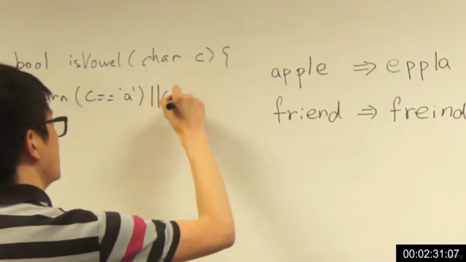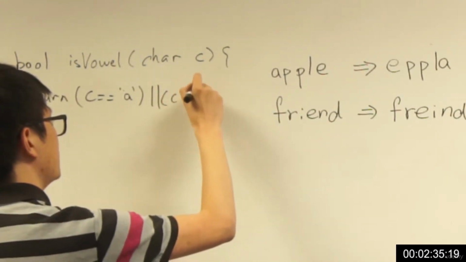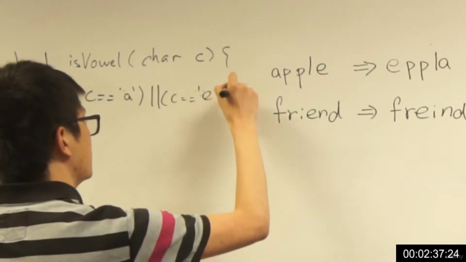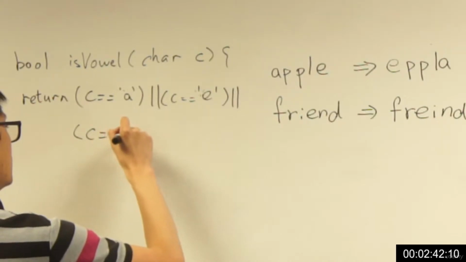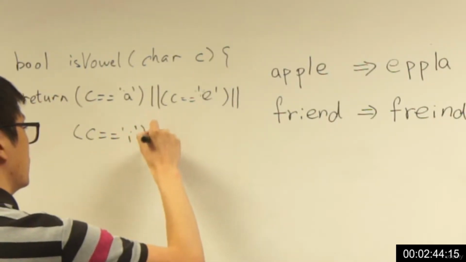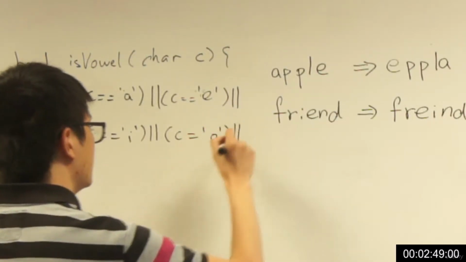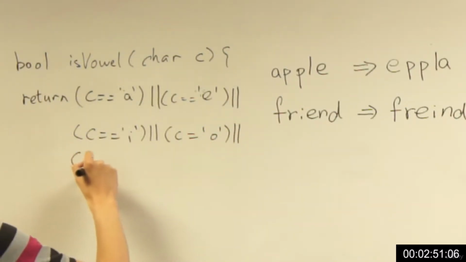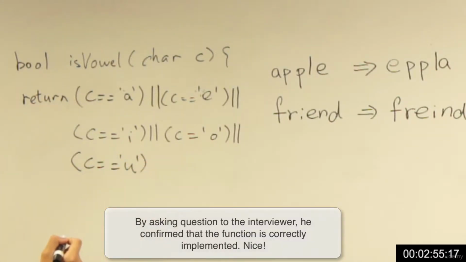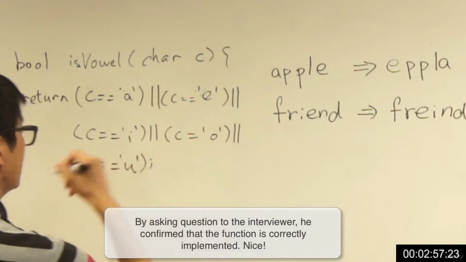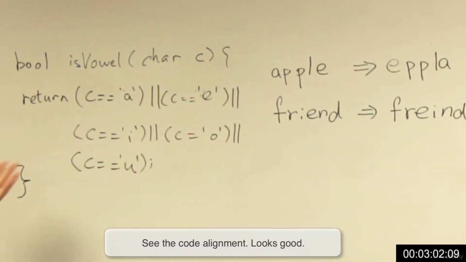Or c is equal to a, e, or c is equal to i, or c is equal to o. And the final case is c is equal to u. I think I covered all the vowels. Yes, those are the 5 vowels in the alphabet. I think this function will give us the info whether a character is a vowel or not.